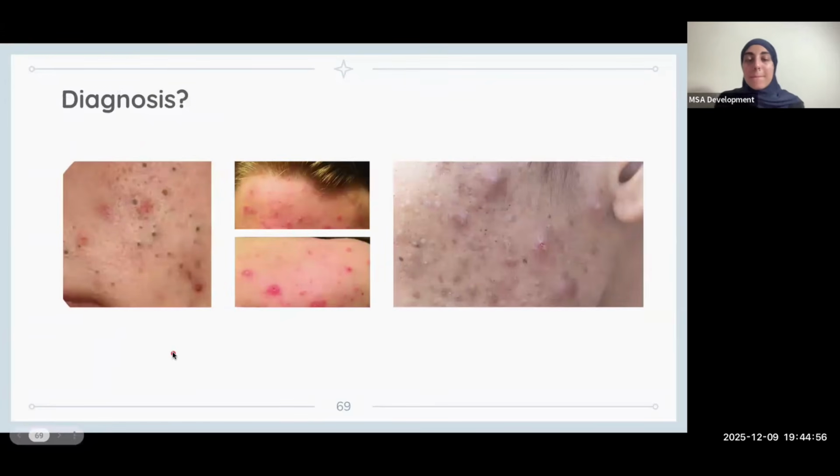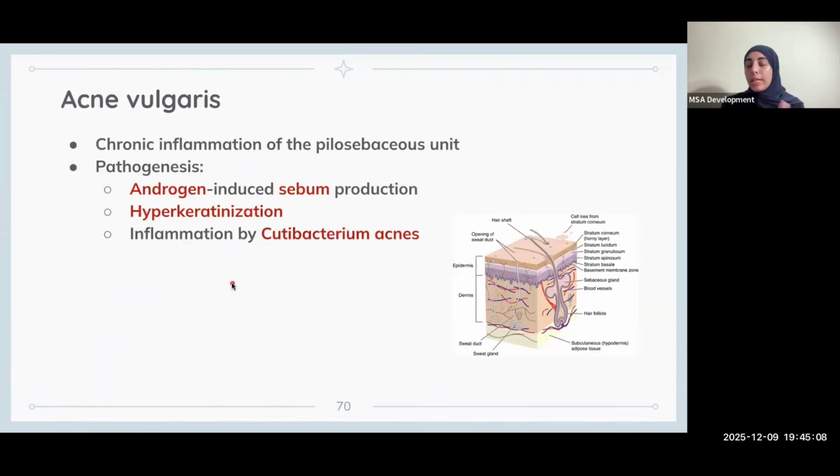Now, diagnosis. This is acne vulgaris, and we're going to talk about the differences between all these pictures in a second. So, what is acne vulgaris? It's a chronic inflammation of the pilosebaceous unit. Remember this picture that we talked about at the beginning? We have the hair follicle and the hair shaft, and we have the sebaceous gland right beside the hair follicle. And if you have chronic inflammation of this pilosebaceous unit with the sebaceous gland and everything, you get acne vulgaris.